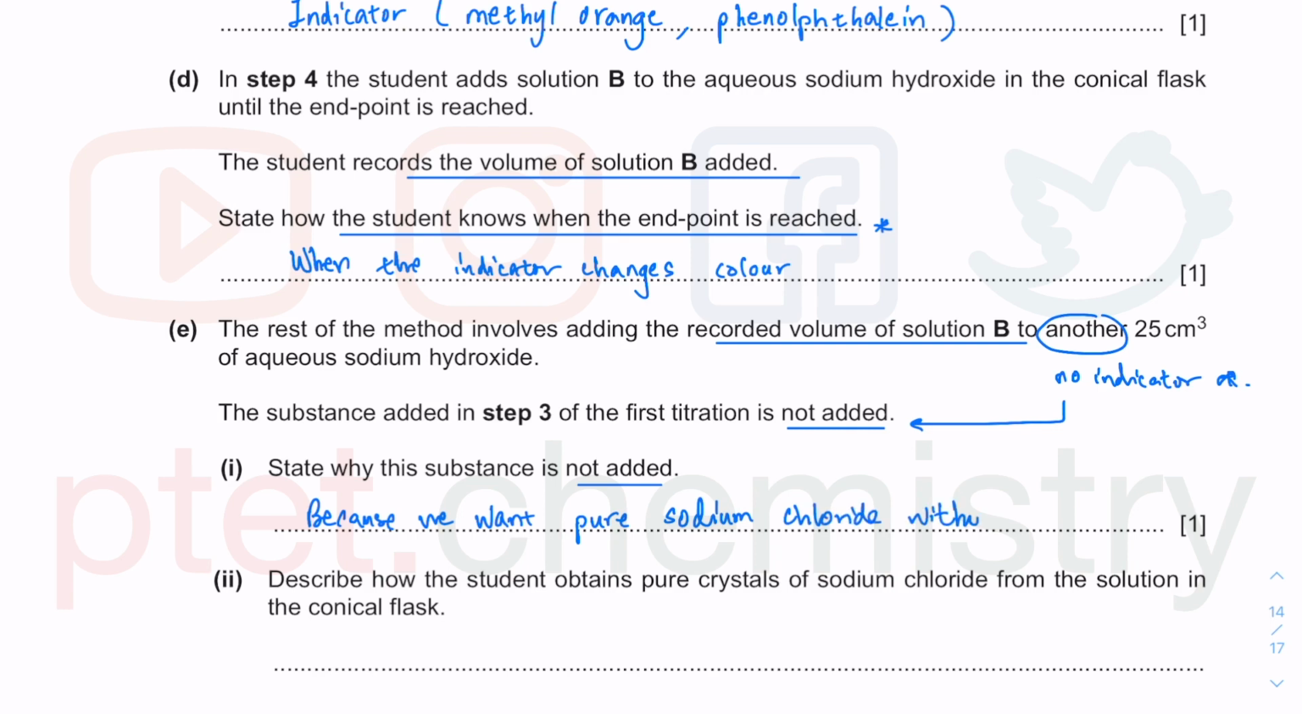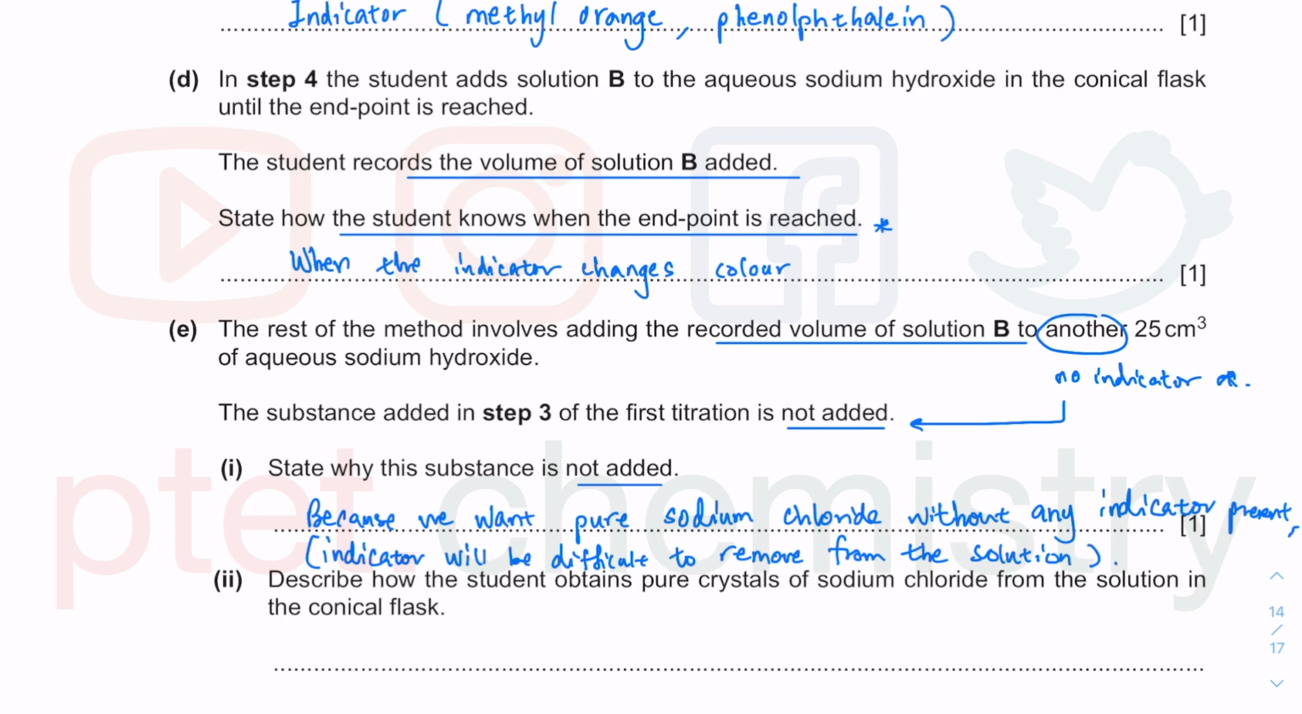Without any indicator present, because you could also say that indicator would be hard to remove. Indicator will be difficult to remove from the solution. So obviously you need other techniques in order to separate out what you want from the indicator then.